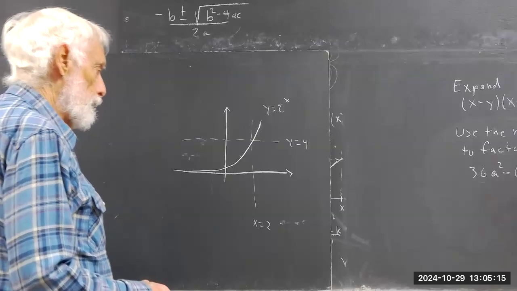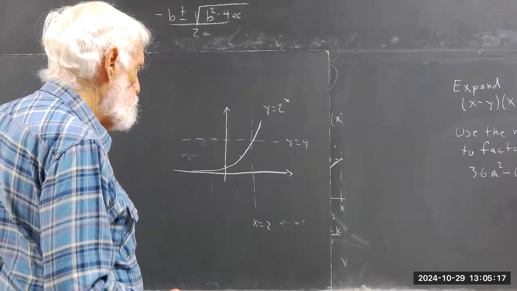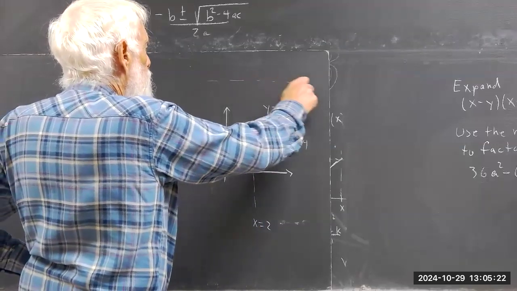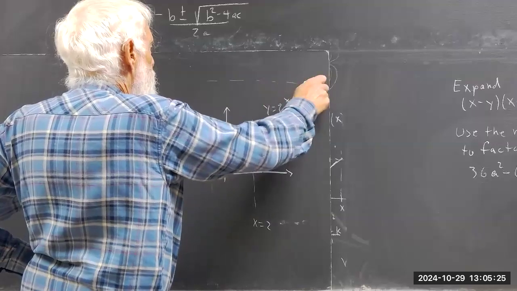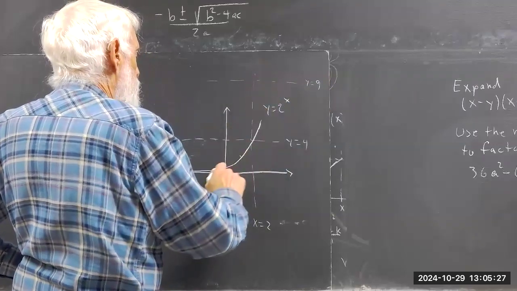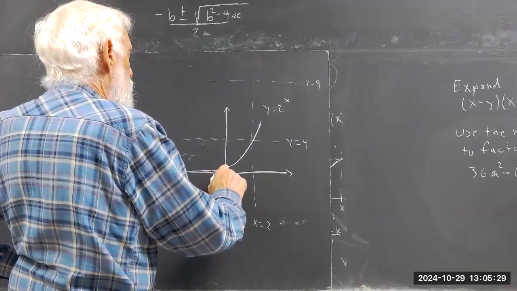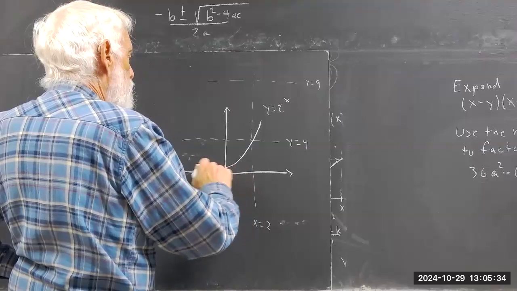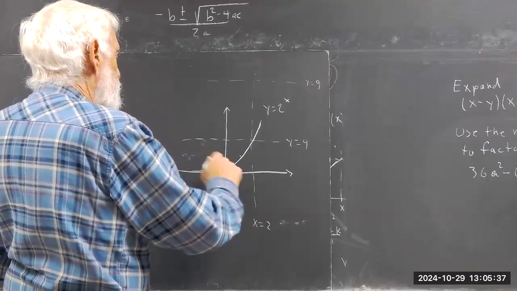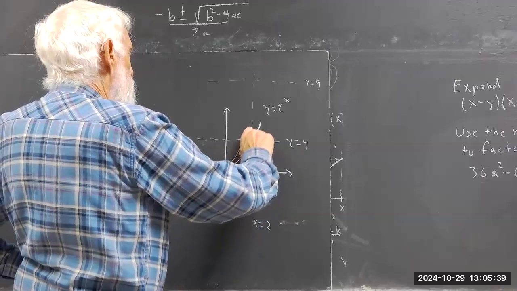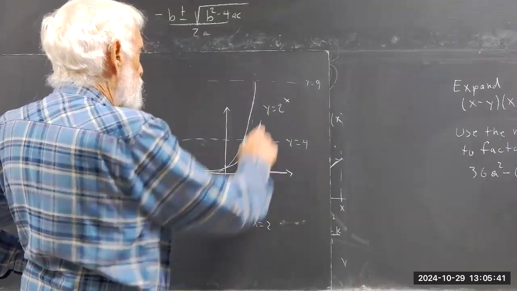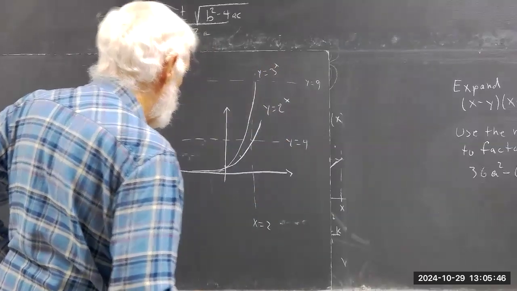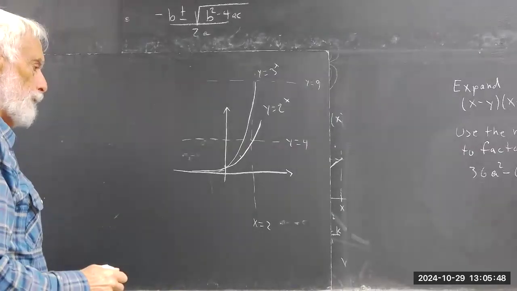y equals 3 to the x. We've got to go all the way up to y equals 9. And we did this graph. But then the value is much higher. Y equals 3 to the x. Okay. What about y equals 1/2 to the x?